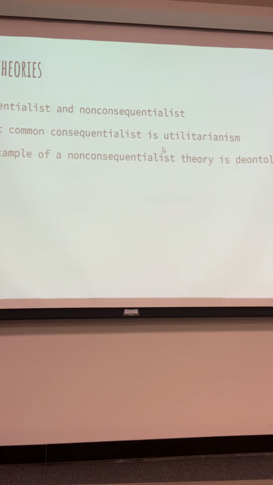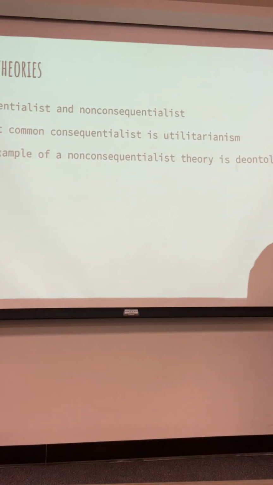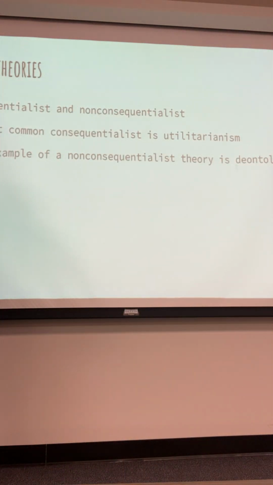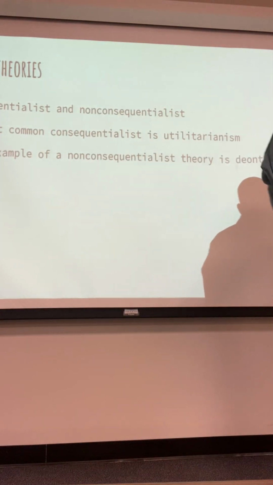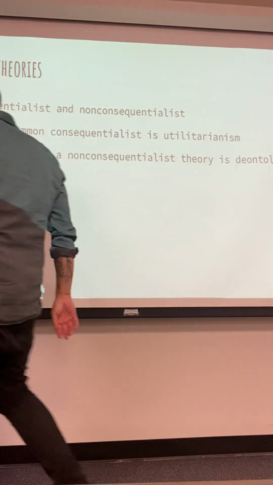Most consequentialist theories are utilitarian, as I said. An example of a non-consequentialist theory is deontology. I'm not sure if we've discussed this yet, but it has to do with a view by the German philosopher Immanuel Kant, who suggested that you have a duty to other people, to treat a person as an end in and of themselves. It comes from the Greek word deon, which means a duty or an obligation, and it's the study of that obligation that you have to other people.